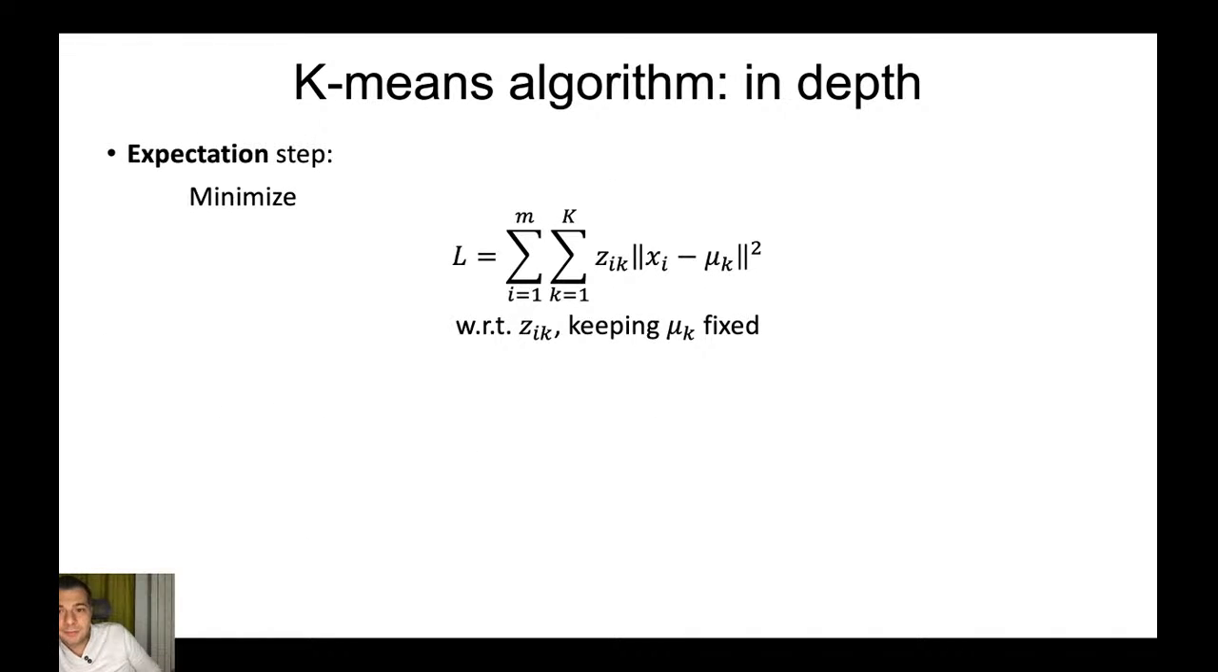So for the expectation step, we want to minimize this loss function with respect to Z while keeping the centroids fixed.